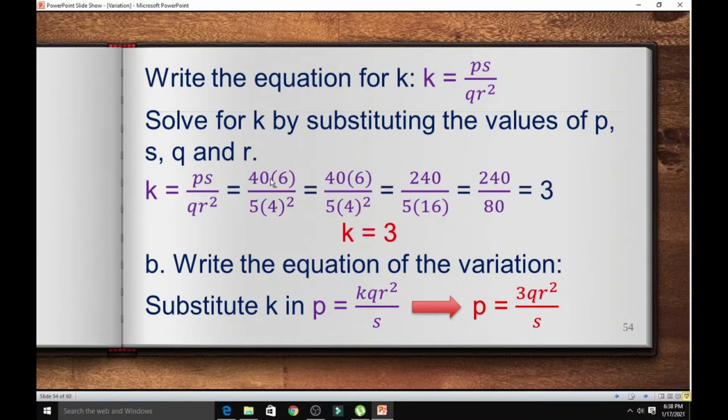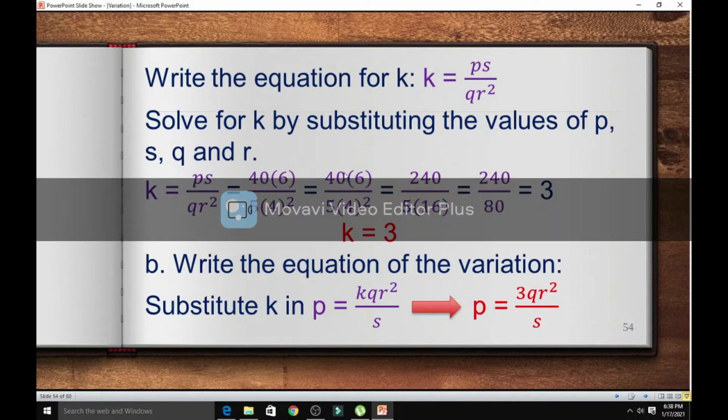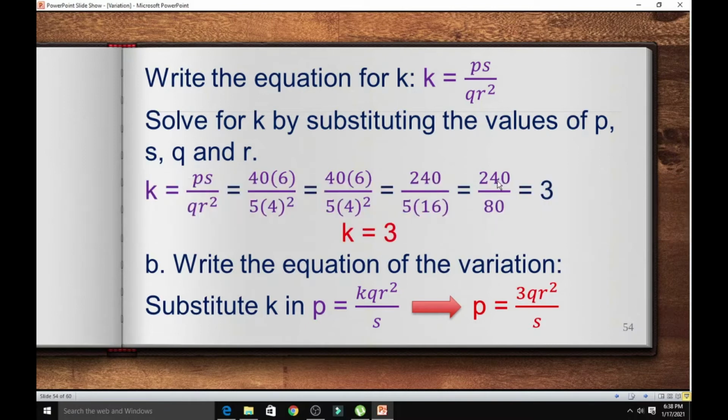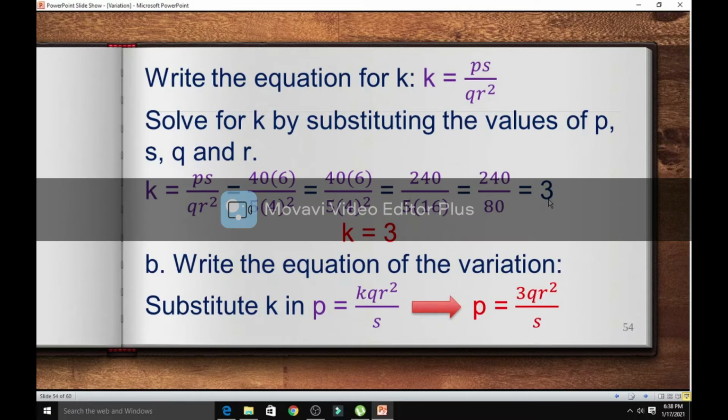So, simplify lang natin yung numerator. So, 40 times 6, and then that will be 240. So, this one will be 5 times 4 squared. So, that will be 5 times 16. So, 5 times 16 is equal to 80. So, 240 all over 80. So, pwede natin siyang i-divide. Ang sagot ay 3. So, therefore, ang k natin is 3. So, k is equal to 3. Yan na yung sagot natin sa letter A.